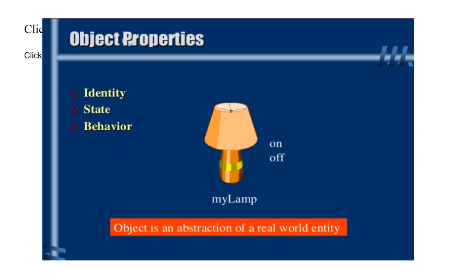So if I go through this particular example, the identity is nothing but the lamp. When I consider its state, it may be in either of two states. For behavior, I have to consider whether the lamp is on or the lamp is off. So object properties are nothing but an abstraction of a real-world entity.